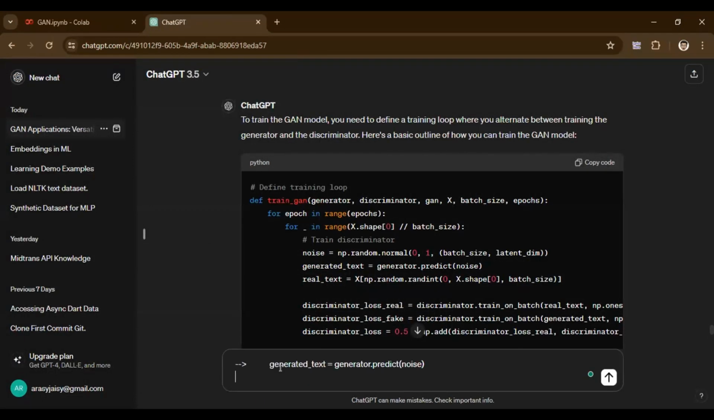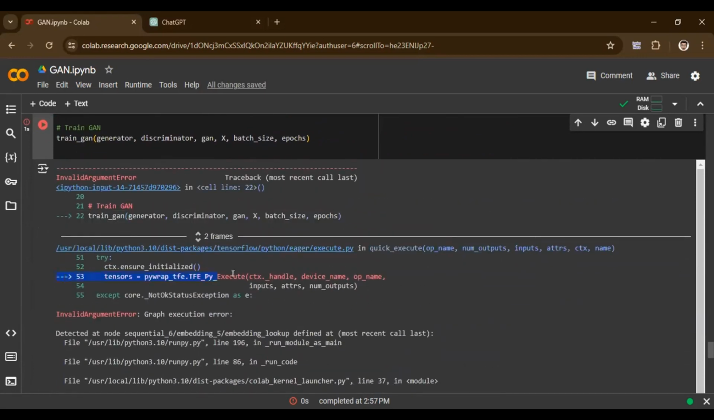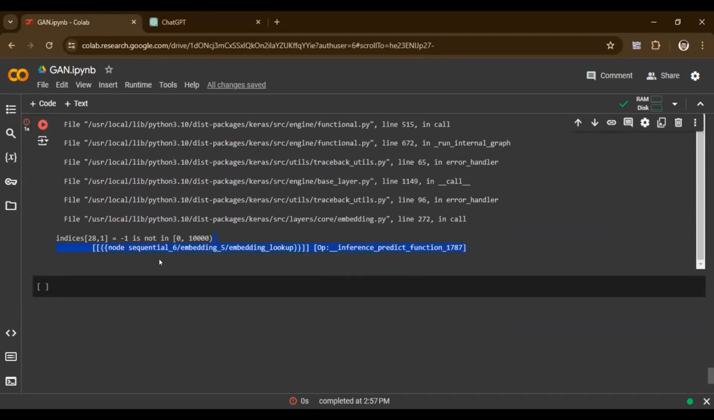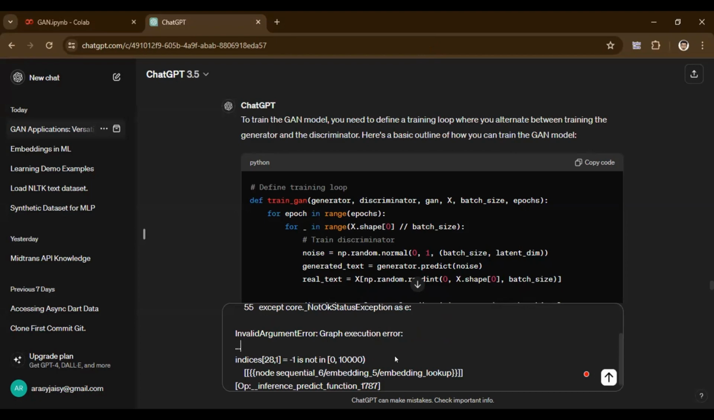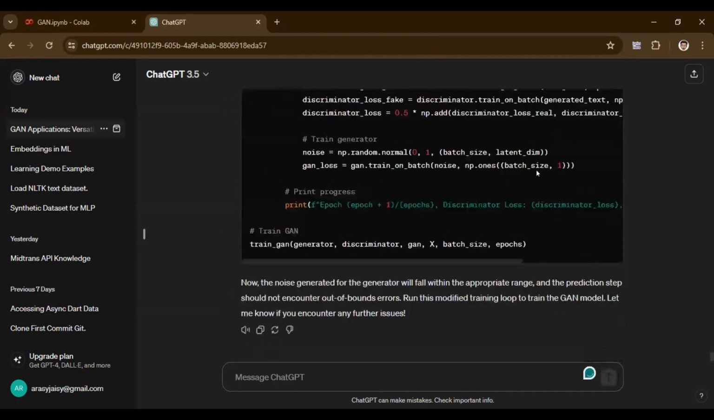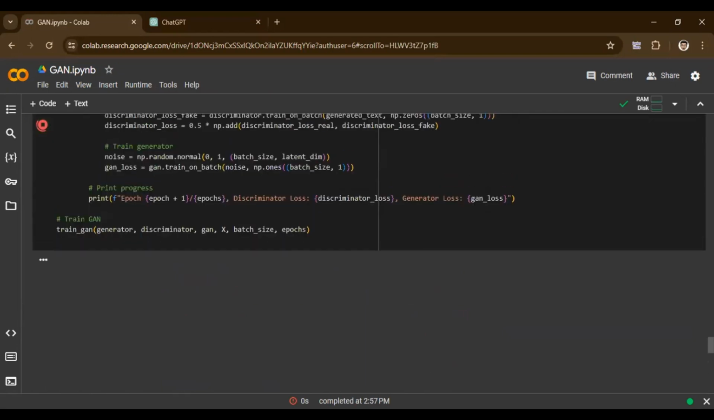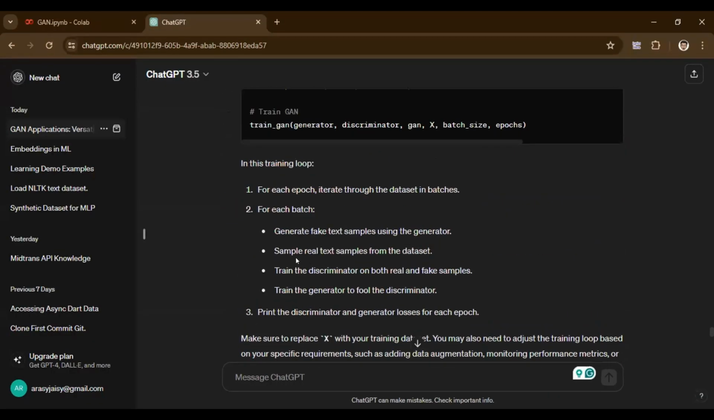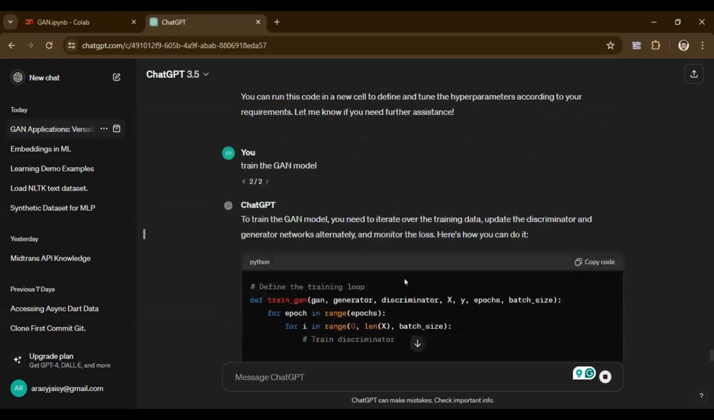It's also the same as with fixing. We paste this one into ChatGPT, and also this one for the last one. Let's give it some context. Ensure the noise generator is within the expected range. Hope this one works. Okay, it also throws an error. But what you can do is try to regenerate the prompt and see if ChatGPT can generate different results.